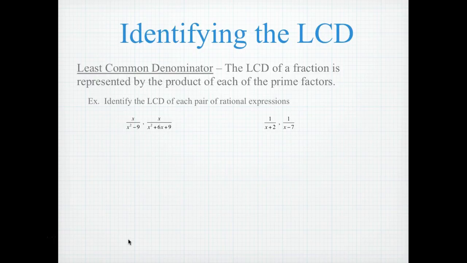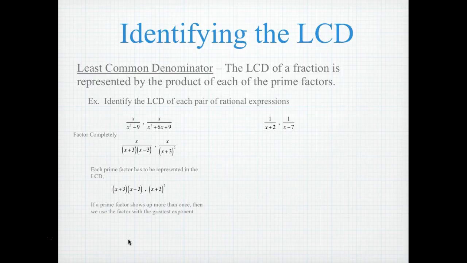So we have to factor each of the two denominators, giving us x plus 3 times x minus 3 and x plus 3 to the second power. So my LCD has to contain x plus 3. The fraction on the right has x plus 3 to the second power. So I always use as many as the greatest exponent. So I have to have x plus 3 to the second power in my common denominator. I also have to have the quantity of x minus 3. So the least common denominator is x plus 3 to the second power times x minus 3. So if a prime factor shows up more than once, we use the factor with the greatest exponent.